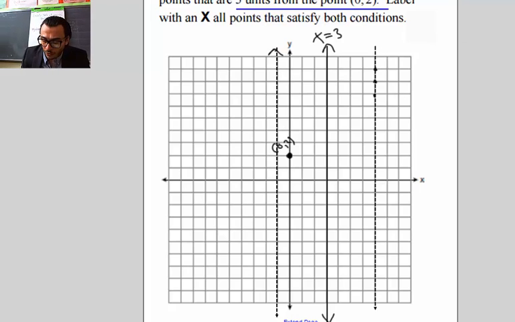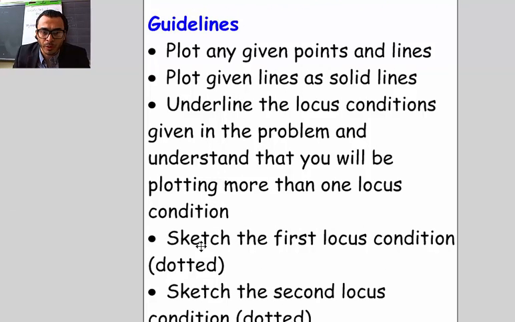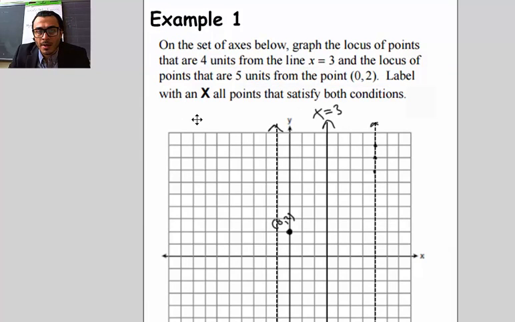So that's the first locus condition. We just did this bullet point, sketch the first locus condition. There's another locus condition, remember? And it was 5 units from the point (0, 2). So 5 units from the point (0, 2), that's a fixed distance from a point.